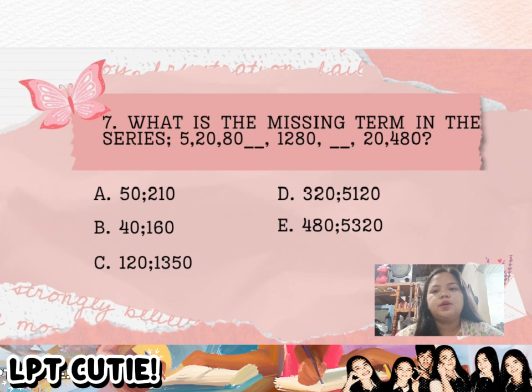Okay, so number 7. What is the missing term in the series? 5, 20, 80, blank, 1,280, blank, 20,480. Is it letter A, 50 and 210? Letter B, 40 and 160? Or letter C, 120 and 1,350? Or letter D, 320 and 5,120? Or letter E, 480 and 6,320? So what do you think is the correct answer?